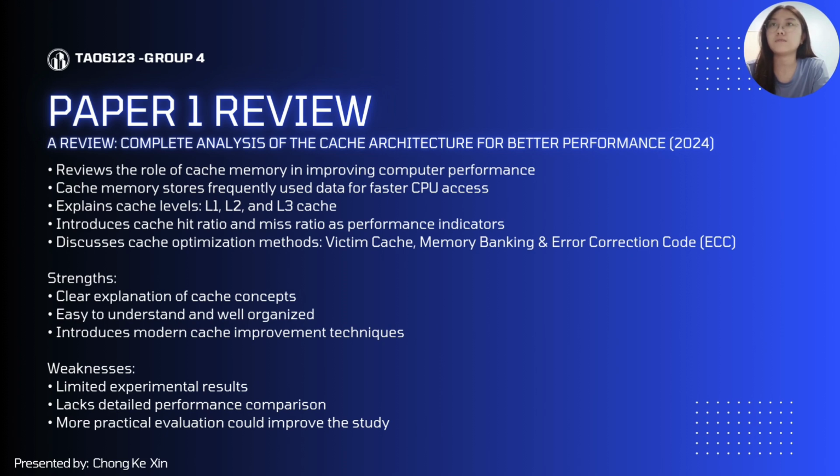The paper explained different cache levels including L1, L2, and L3 cache, and introduced cache hit rate and miss rate as indicators used to measure cache performance. We also reviewed several methods to improve cache efficiency such as victim cache, memory banking, and ECC architecture to increase reliability and reduce error. Overall, I found this paper useful because it provides a clear understanding of cache architecture and how it affects system performance. However, the paper includes limited experimental evaluation and could be improved with more detailed performance comparison.